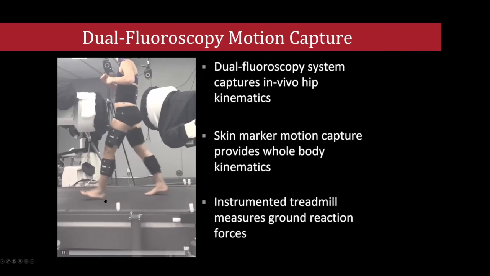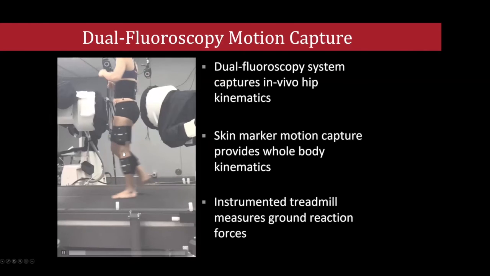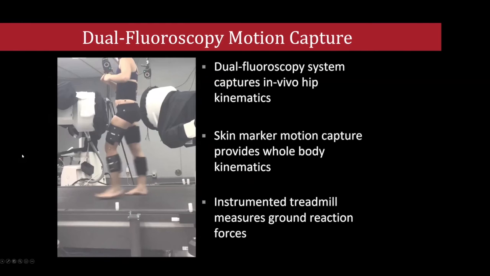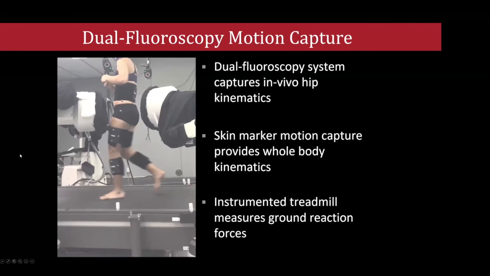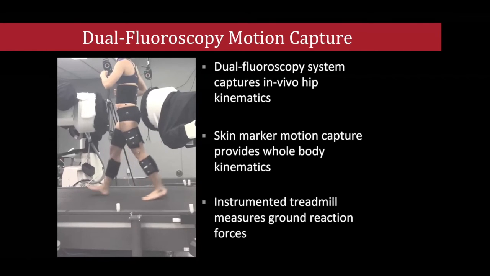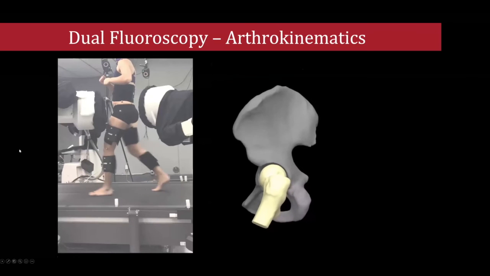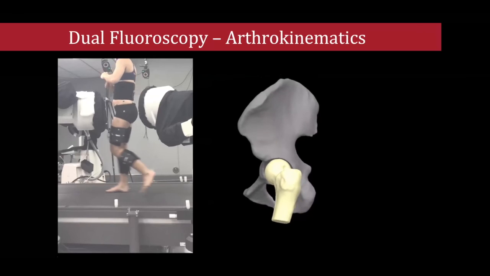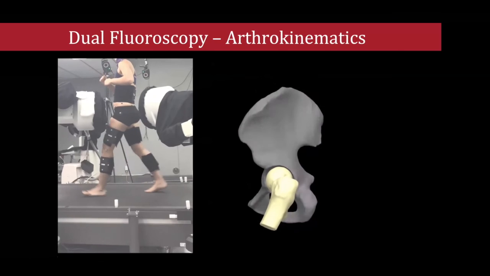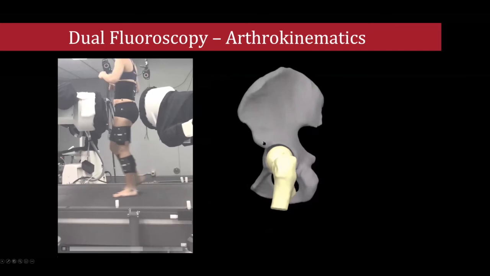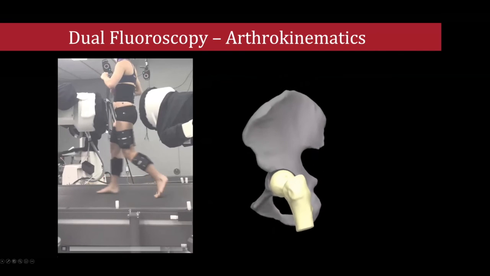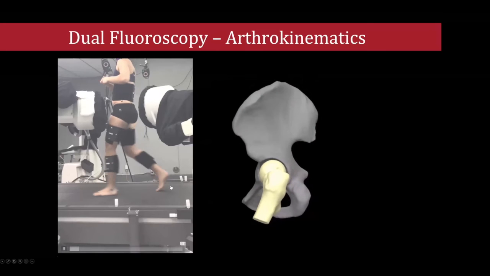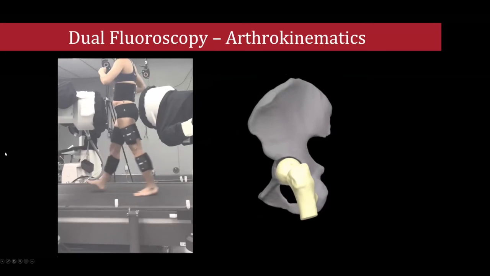And from the instrumented treadmill, we're actually getting ground reaction forces that we can use in subsequent kinematic and kinetic models to look at other quantities such as muscle and joint reaction forces. So really the end result of this is a three-dimensional model that's reconstructed from CT, and it is aligned in space and time. So basically these two are aligned spatially and temporally, so you can see what the hip joint is doing for this person's left hip during this gait cycle.